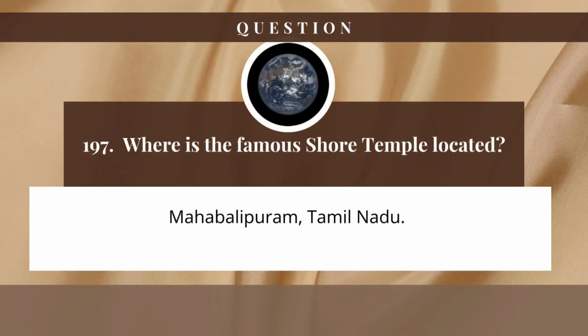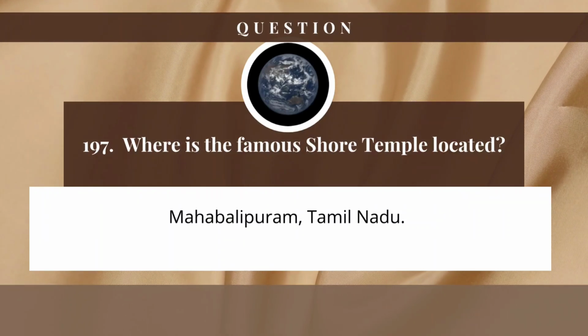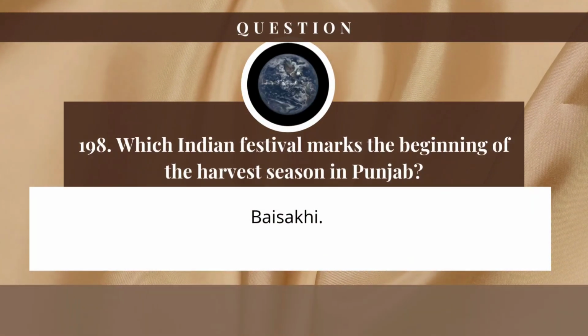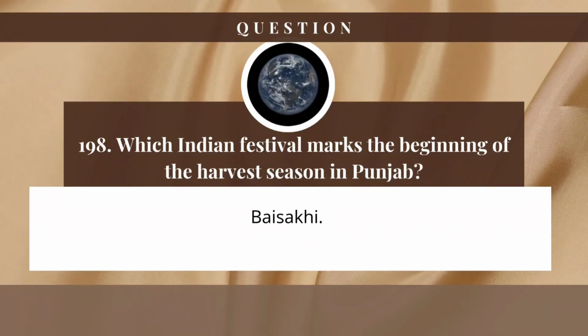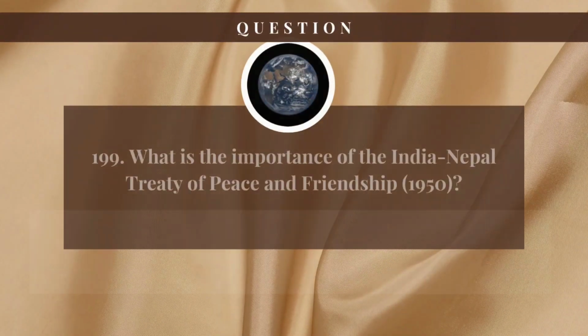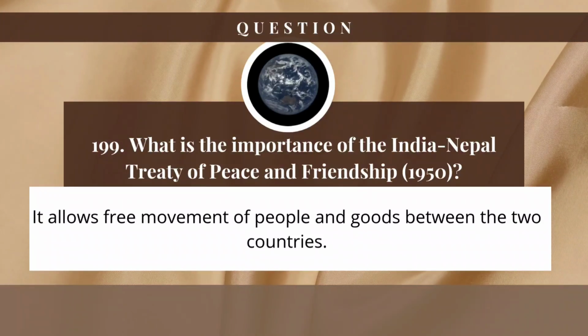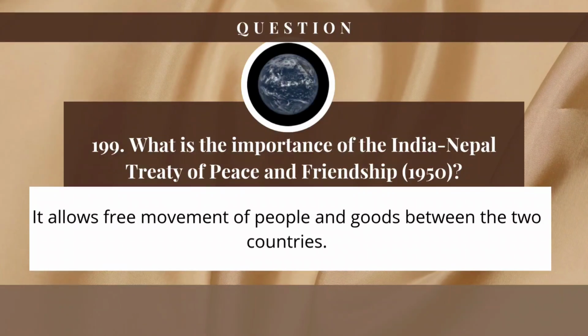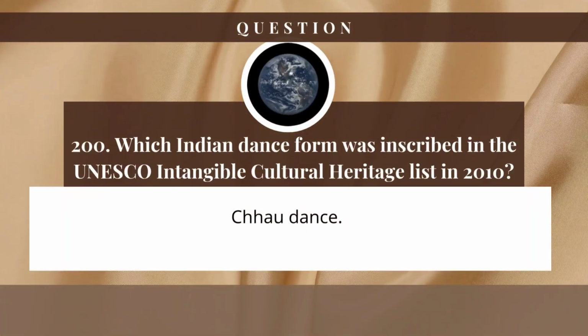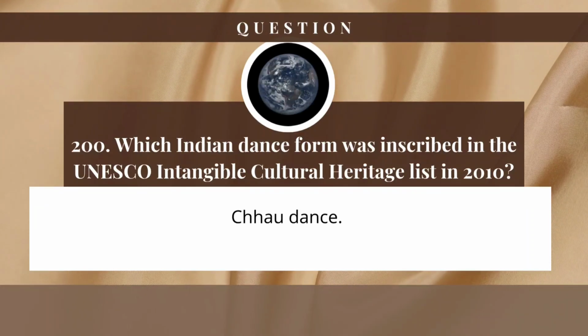197. Where is the famous Shore Temple located? Answer: Mahabalipuram, Tamil Nadu. 198. Which Indian festival marks the beginning of the harvest season in Punjab? Answer: Baisakhi. 199. What is the importance of the India-Nepal Treaty of Peace and Friendship, 1950? Answer: It allows free movement of people and goods between the two countries. 200. Which Indian dance form was inscribed in the UNESCO Intangible Cultural Heritage List in 2010?